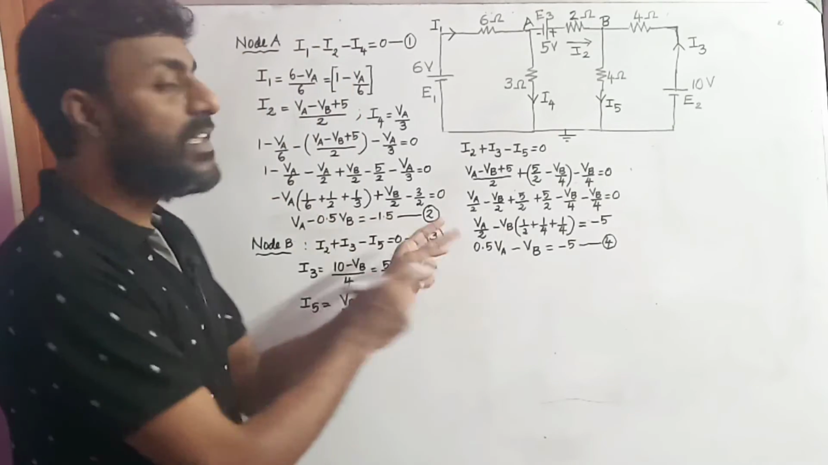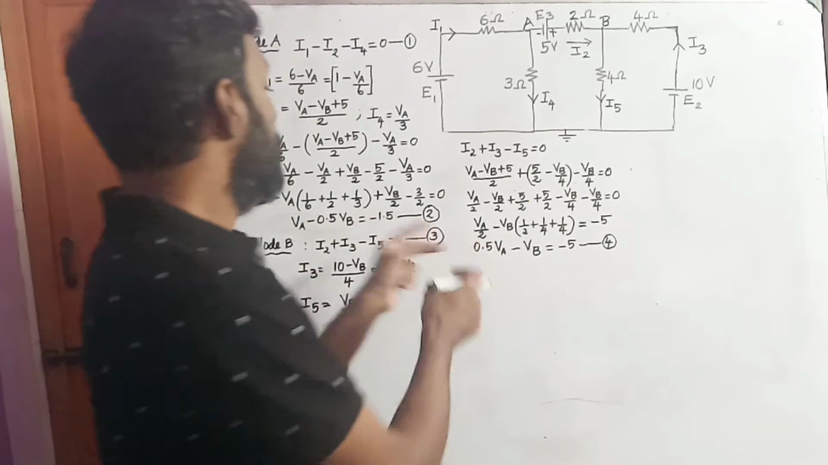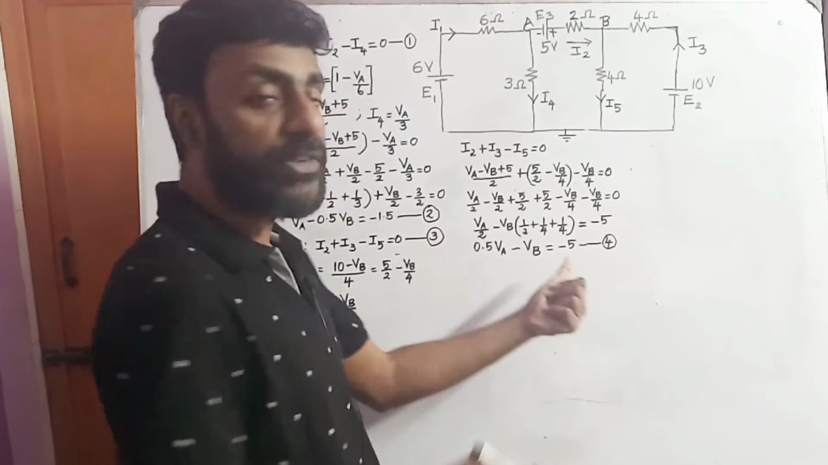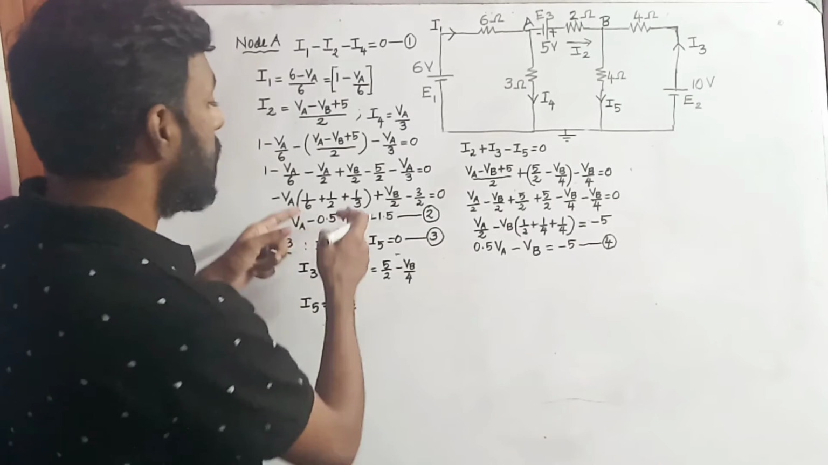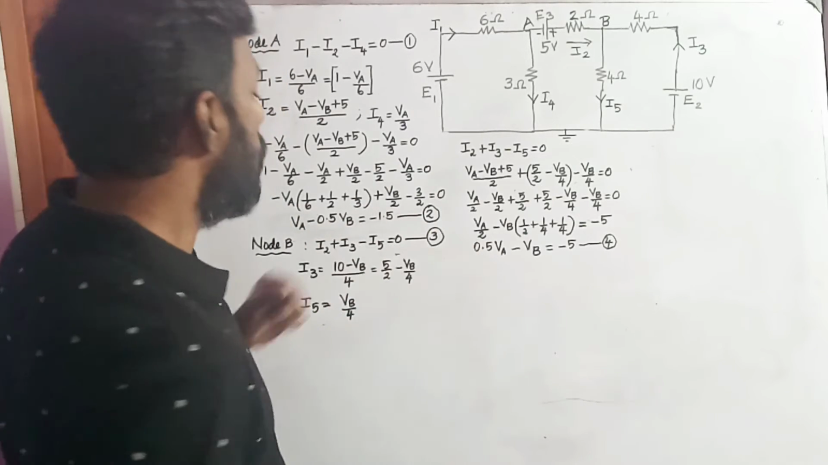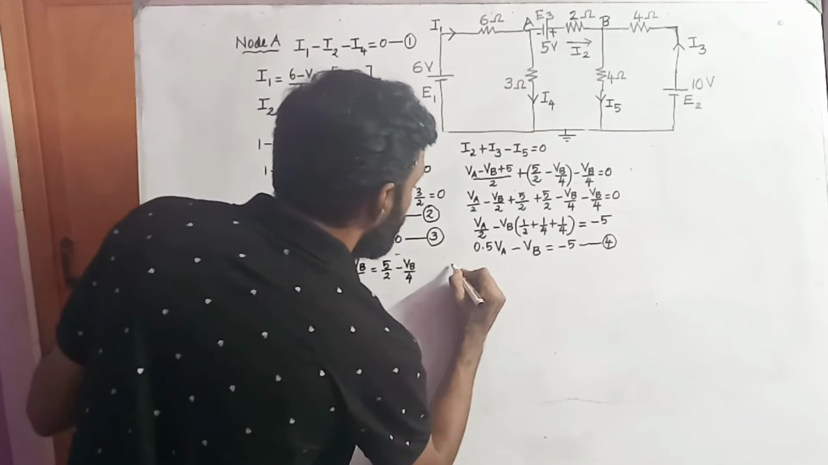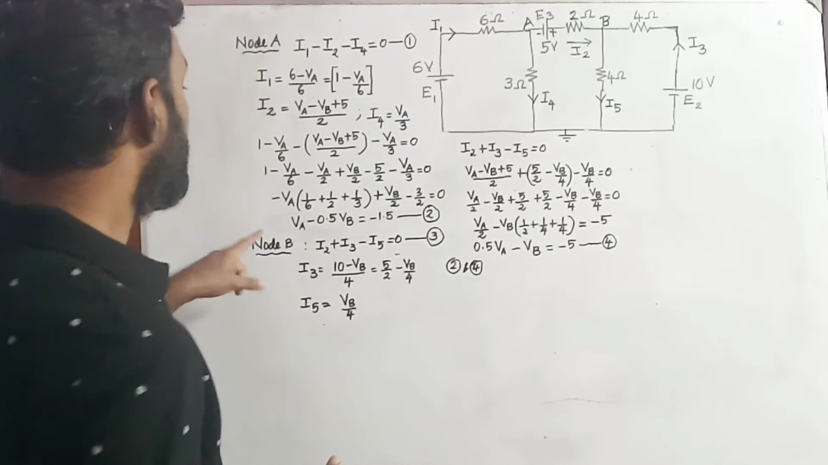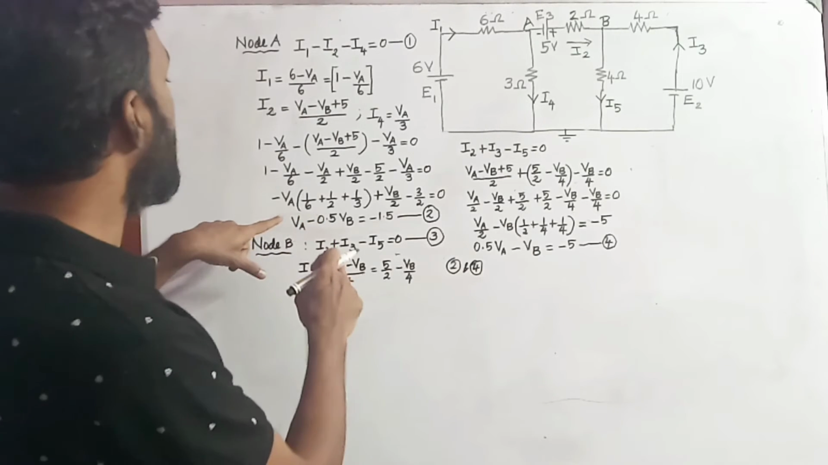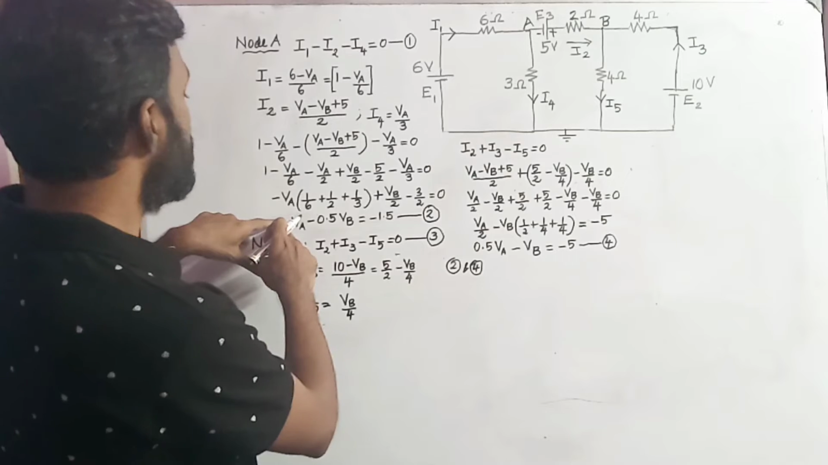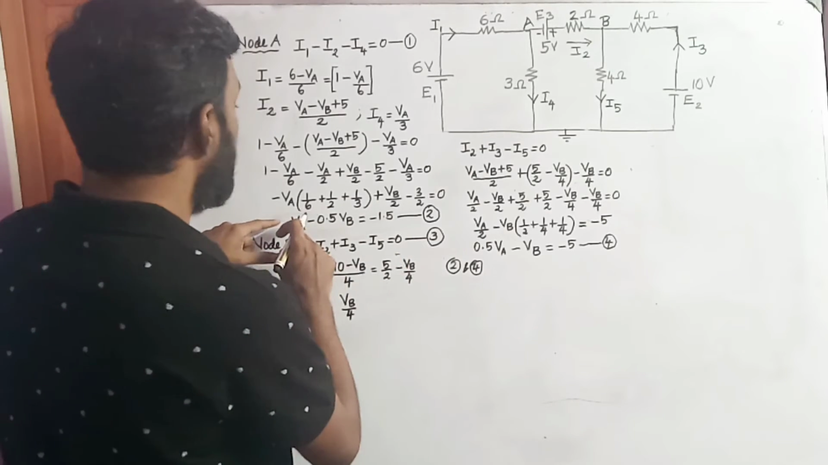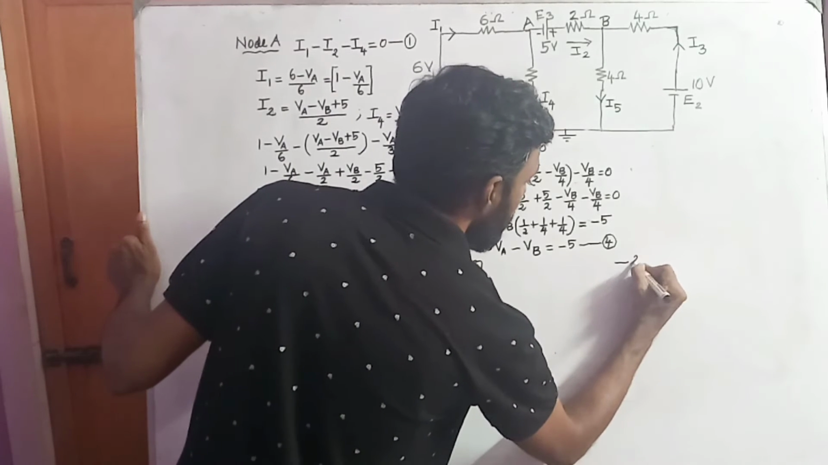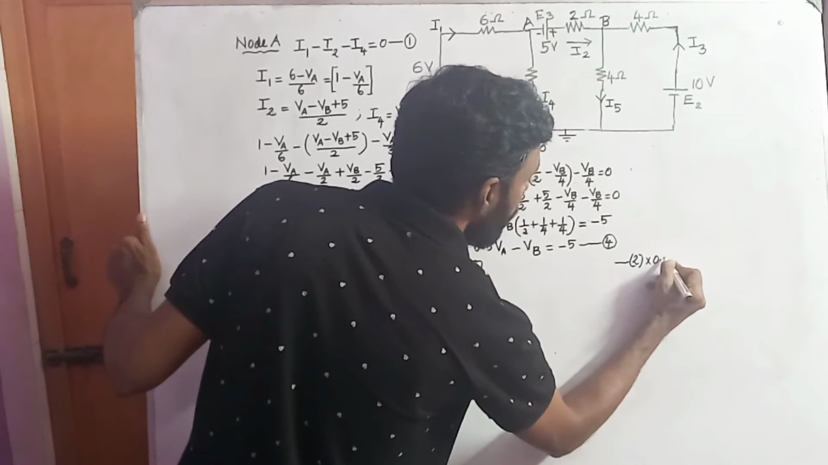By solving the simultaneous equations 2 and 4, you will get the values for VA as well as VB. Considering equations 2 and 4, I can multiply the second equation by 0.5.